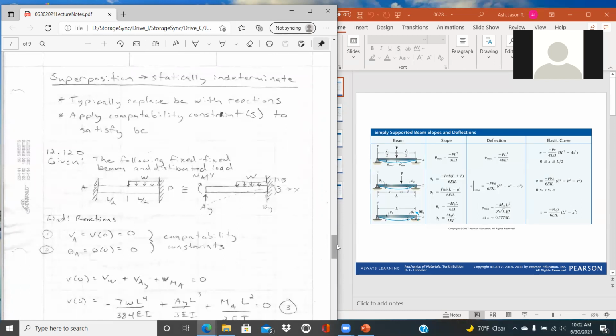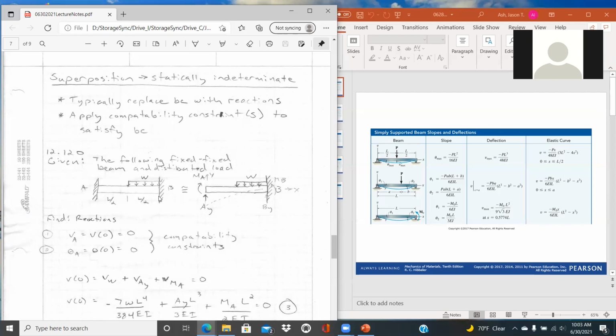And then we get to statically indeterminate beams, and here we might need to pull up Shigley's tables. We'll see if we have enough from Hibbeler to be able to do this. But then for statically indeterminate beams, if you were to draw, say, your free body diagram and sum your forces and moments, you would still have more unknowns than the number of equations. So it's statically indeterminate. You really can't solve it based on your free body diagram alone.